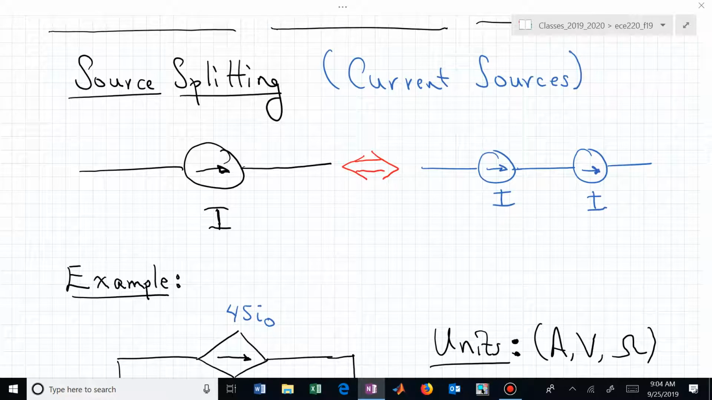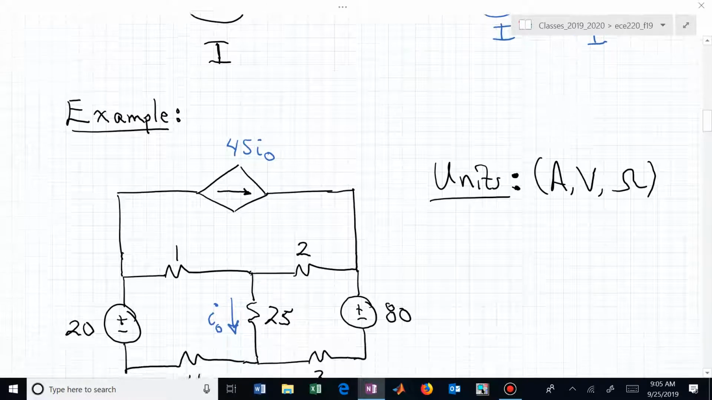Source splitting. This is the idea. Here we have a current source, and that current source is going to supply current I in that particular branch, which means, well, we could just have two sources that supply the same current in that branch, and that branch will still have a current of I through it. We haven't changed anything other than introduced a new source. We've split one into two that look exactly the same. Let's see how that plays out via an example.